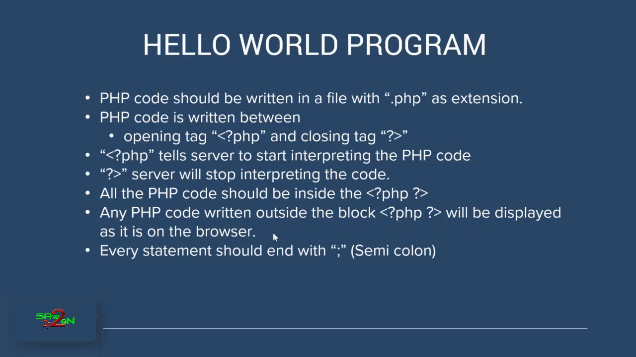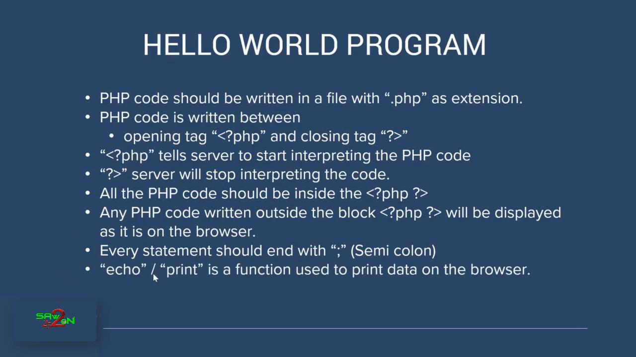We discussed this. Every statement should end with a semicolon. If you are from a Java background or a C background, you know everything should end with a semicolon. This basically indicates to the interpreter that the statement has been completed. So now I am writing the next statement. And there are two functions, echo and print, which are used to print data on the browser. We're going to look into all these things, but take this as a guideline for you. So whenever you're writing a program, make sure you follow this and understand the prerequisites that you should know before writing the program.